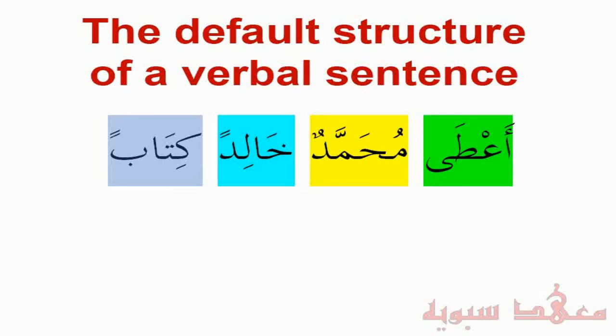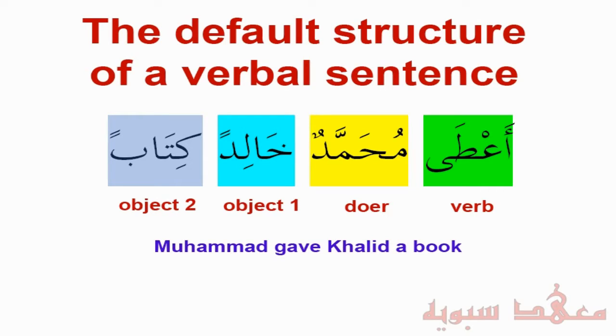Okay, so here we're going to talk about the default structure of a verbal sentence. So in front of us is a sentence, and I've divided the words of the sentence. So we have أعطى, which is a verb, محمد is the doer, خالدا is the first object, and كتابا is the second object. So أعطى محمد خالدا كتابا, which means Muhammad gave Khalid a book.